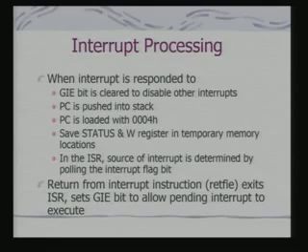Why this is important? Because inside the interrupt service routine, if you do any processing that can affect W register, that will also affect the status register. And when you come back from the interrupt service routine to the main processing thread, you would like the original status and W to be restored back. So, while writing an interrupt service routine, you must save W and status register, if not other registers, in some temporary locations. Inside the ISR, the source of interrupt is determined by polling the interrupt flag bit.